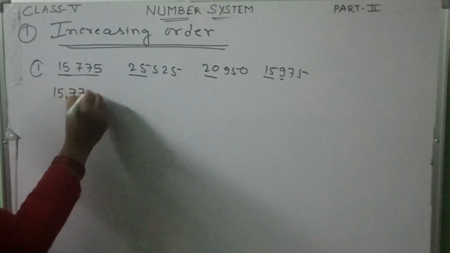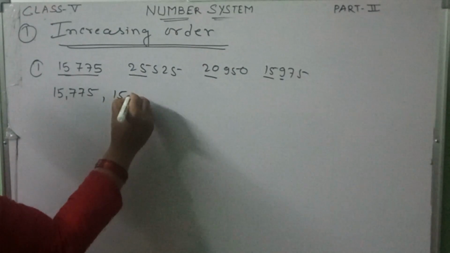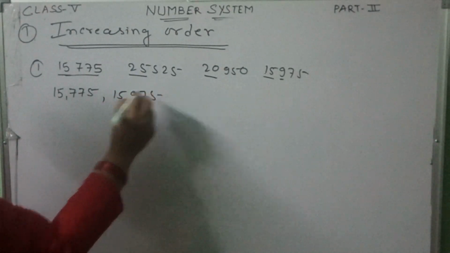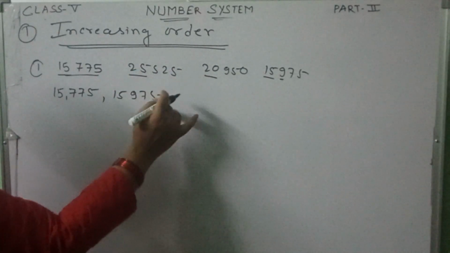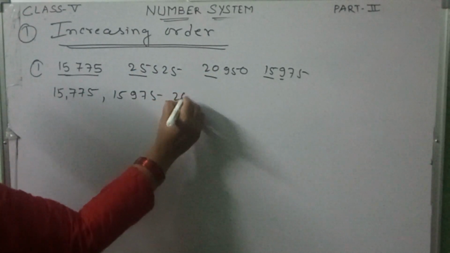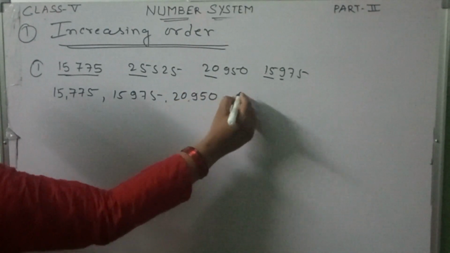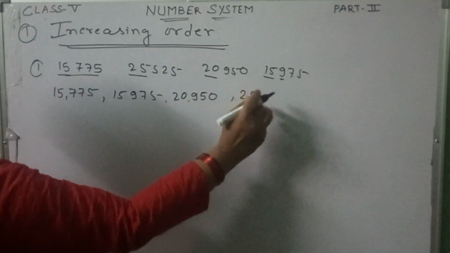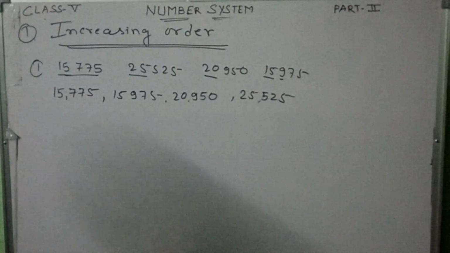15,775, and after that obviously this number, 15,975. After that compare the thousands place: 20 and 25. Which one is smaller? This one, 20, so 20,950, and then 25. At last we write 50,525. Okay. So only these things you have to remember.